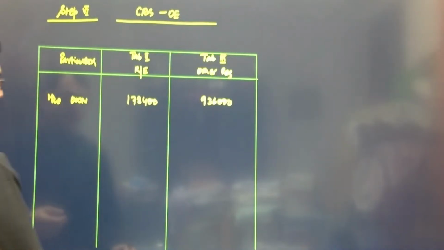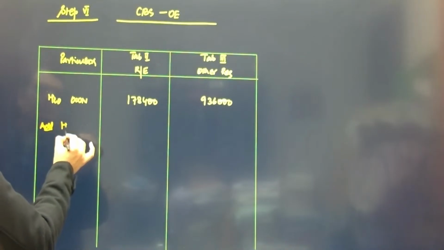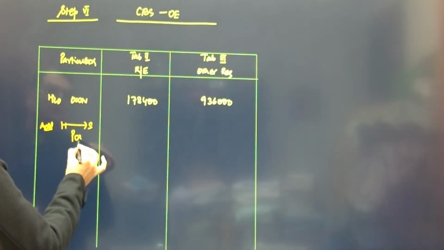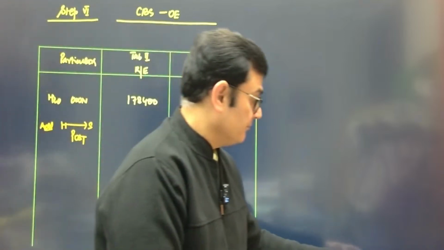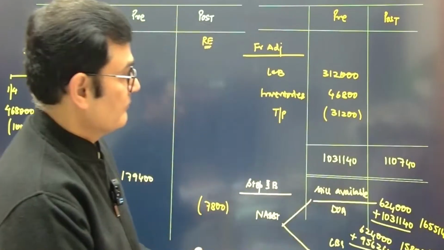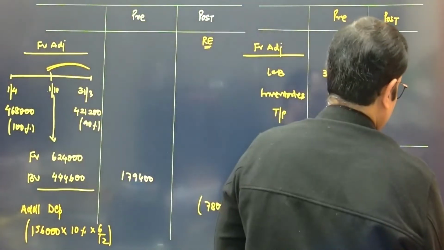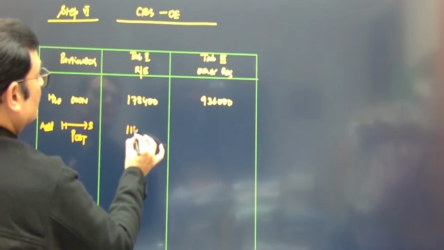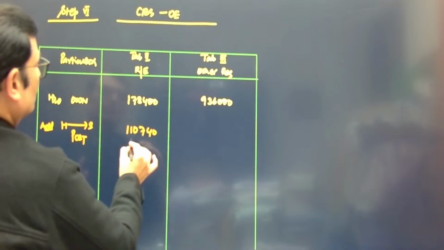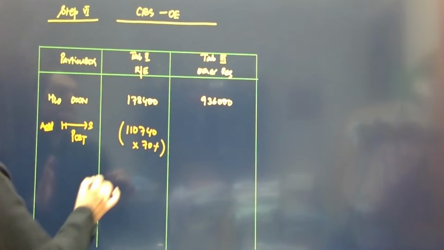Now let's consider the share in the post-acquisition profits. So we add the holding share in subsidiary post-acquisition profits. Where do you pick this information from? That calculation we did for pre and post, we will take. Correct. 70% of 110,740, Step 2A. So 110,740 into 70%. Can you come again? How much was it? 77,518.